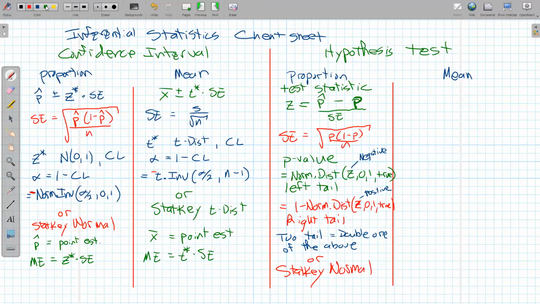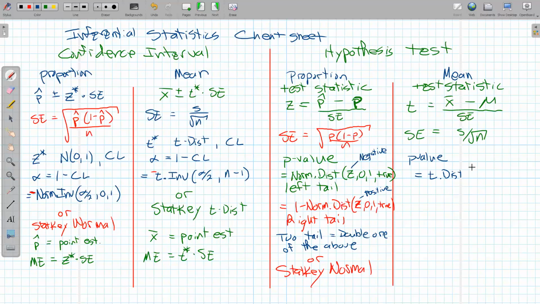For a mean, very similar. The test statistic is sample statistic minus what the null says, but we use different notation for that. The sample statistic for the mean is x bar, right? That's the mean of the sample, minus what the null says, mu, the mean of the population, and we divide by the standard error. And standard error is actually the same as the confidence interval. It's the sample standard deviation divided by the square root of the sample size. To get the p-value here, we're going to use a t.dist.